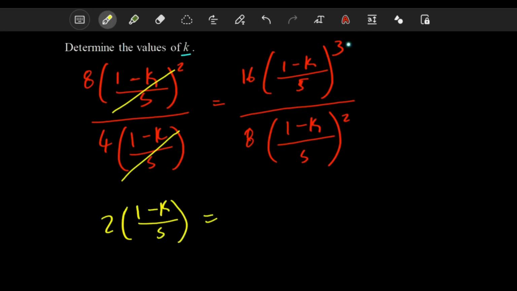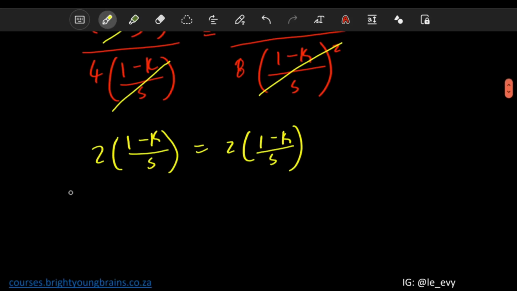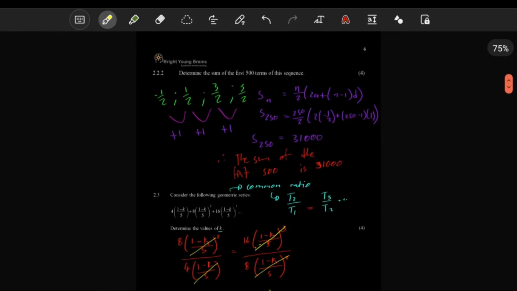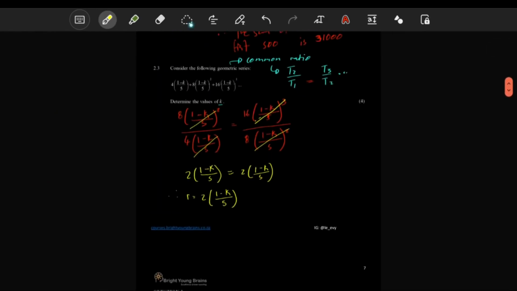Here you're also going to get the same thing. 2 of these cancel 2 at the top. And then 16 over 8 is just 2, 1 minus k over 5. So we now know this is our value for r. Therefore, r is equal to this 1 minus k over 5. So we have identified that our value of r is equal to whatever this expression is.